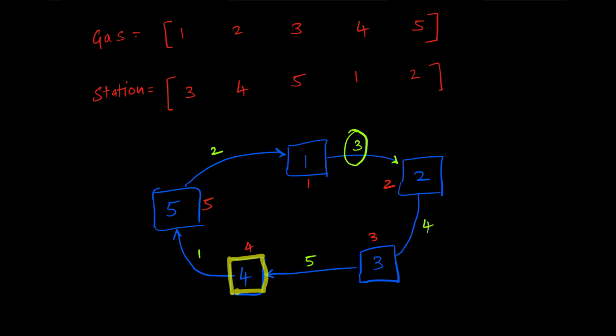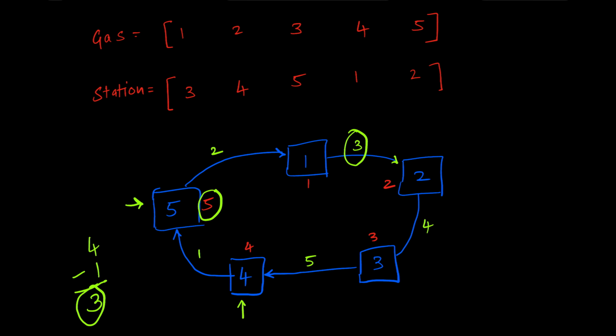Next station is 4. The amount of gas available is 4 units and we need a total of 1 unit to reach the next station. So as the supply is higher than the demand, with an empty tank, we can start the journey from station 4 and reach station 5. And once we reach station 5, we'll be left with 3 units of gas in the gas tank.